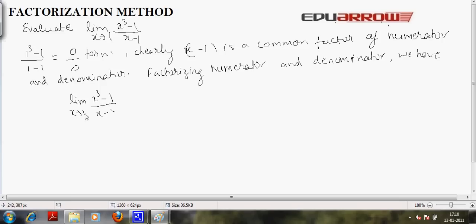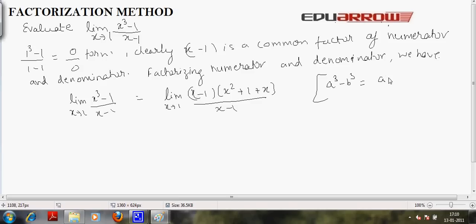We can apply the formula of a cube minus b cube in the numerator, which gives (x minus 1)(x square plus 1 plus x) divided by x minus 1, because a cube minus b cube is equal to (a minus b)(a square plus b square plus ab). Applying this formula, we get this term, and x minus 1 is common in both numerator and denominator, so these terms cancel out. We get limit x tends to 1 of x square plus 1 plus x.